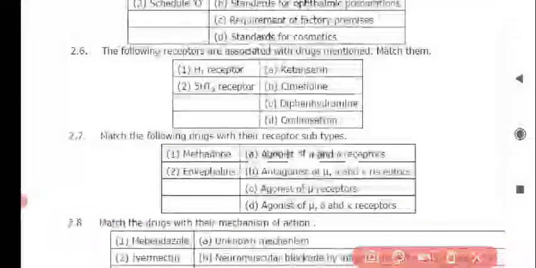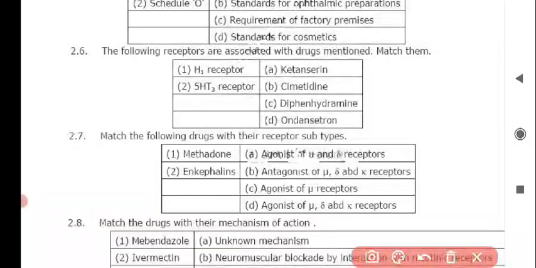So next question is, the following receptors are associated with drugs mentioned, match them. The first option is H1 receptor, and for this the correct answer is option C, that is diphenhydramine. And for the next option, that is 5-HT3 receptor, the correct answer is option D, that is ondansetron.